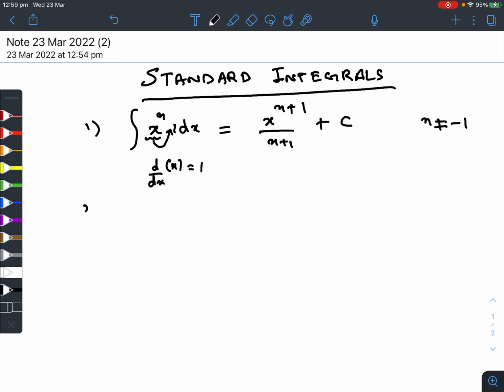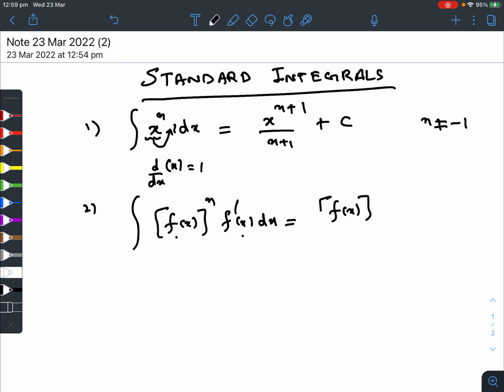We can generalize this criterion to any function, but we need to make sure that the derivative of that function should be next to it. Because the derivative of this function is next to it here, this formulation is still applicable, and you can apply f of x to the power n plus 1 over n plus 1 plus c.